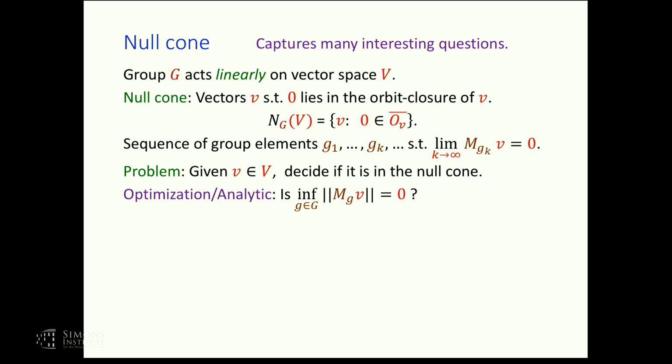So from an analytic point of view, in fact, an optimization point of view, this question is like this. I give you a vector v. To tell whether it's in the null cone, you ask whether it can get close to 0, so you might as well look at the norm of this vector. Can you make it as small as you want by a sequence of group elements? What's the infimum over all group elements of the norm of this vector? Does it get to 0 in the limit? That's the analytic view.